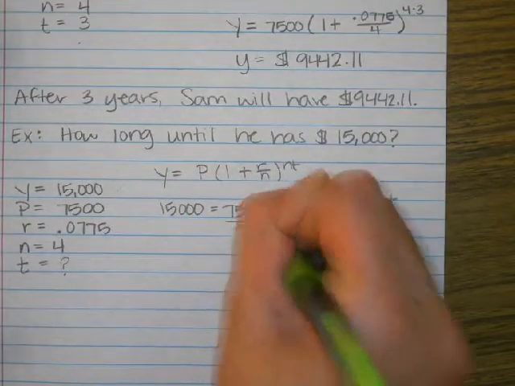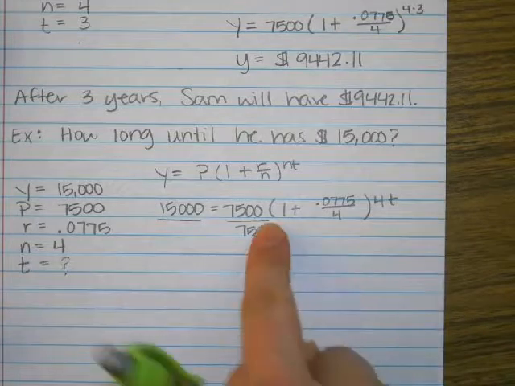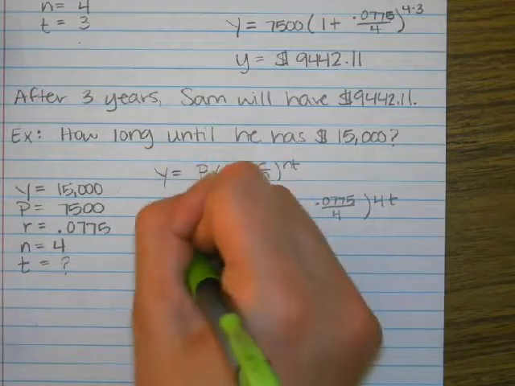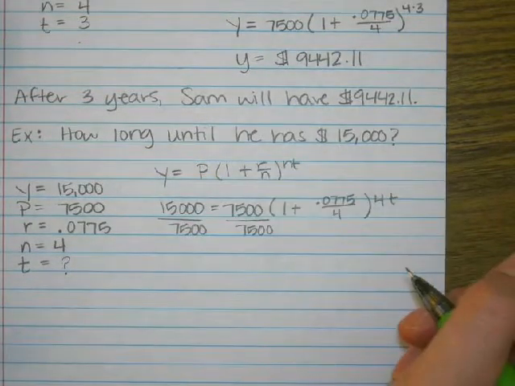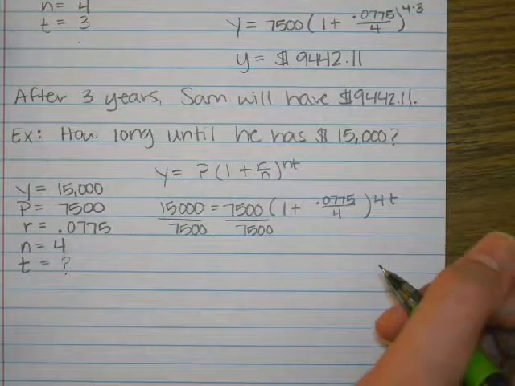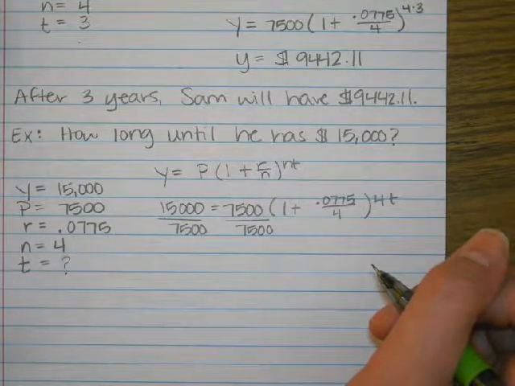You divide it? Yep. Subtract it? Nope, because it's multiplied. So the opposite of multiply is divide. So 15,000 divided by 7,500 is 2.